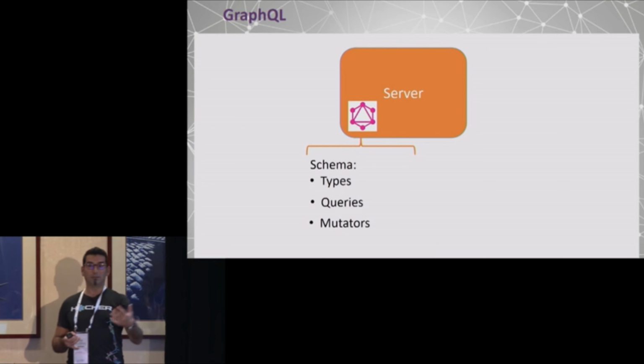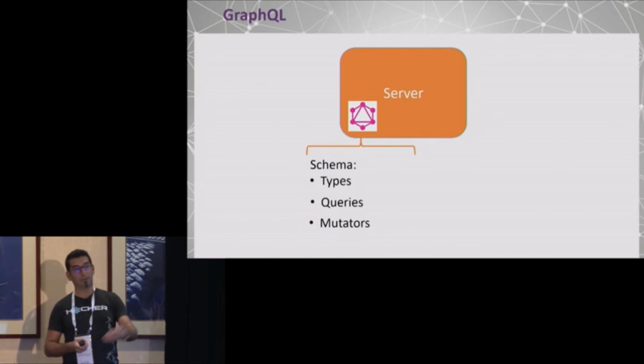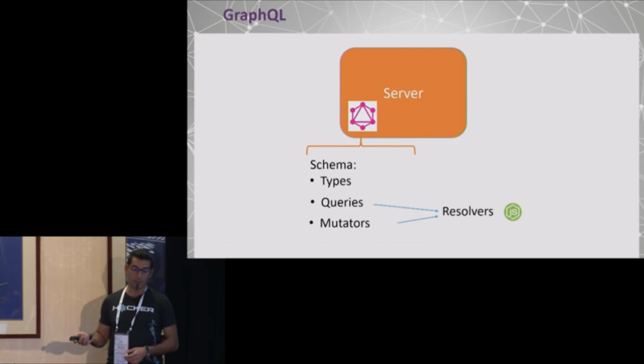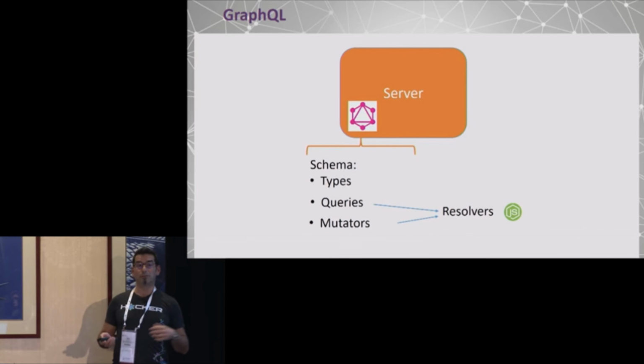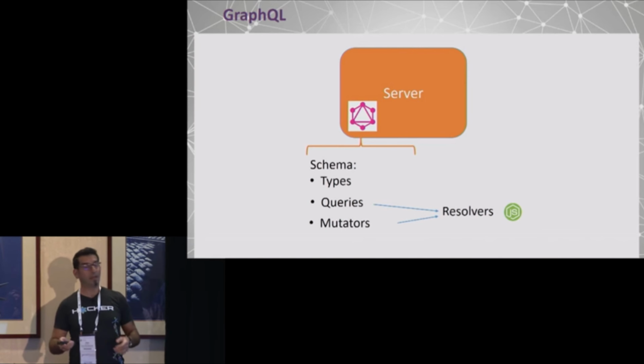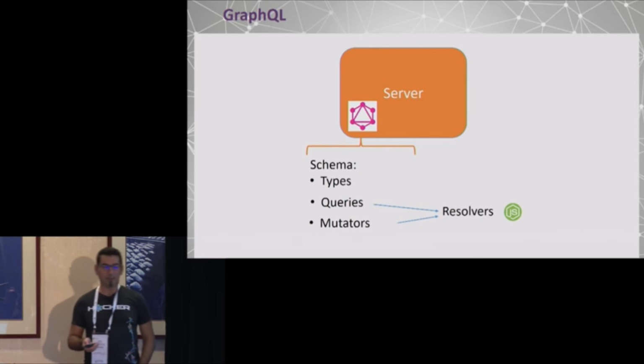Through the query, you can get your data. Through the mutator, you can update it. The mutators and queries are implemented through resolvers, and the resolvers use your favorite programming language, for example, Node.js.